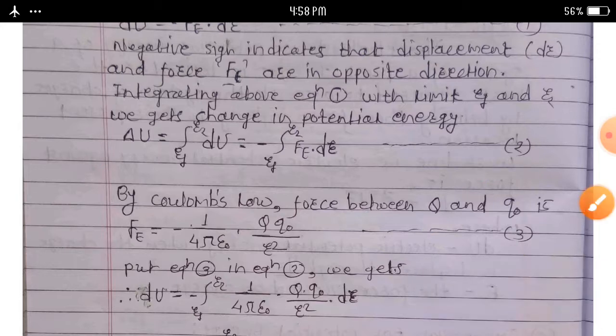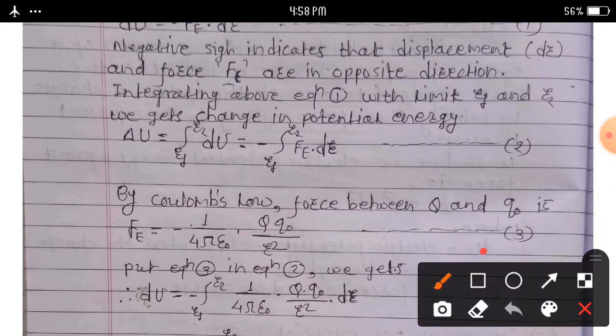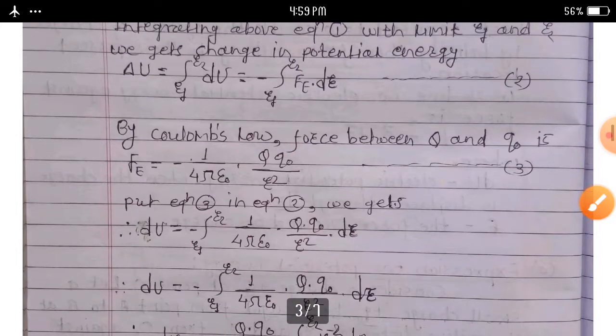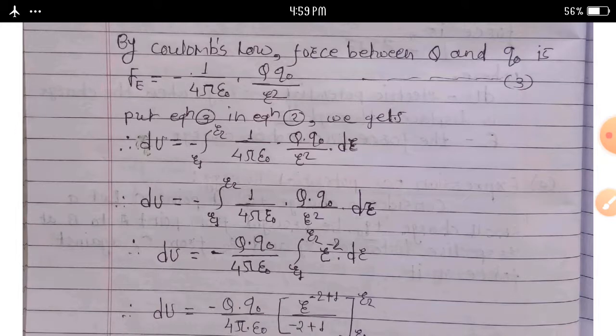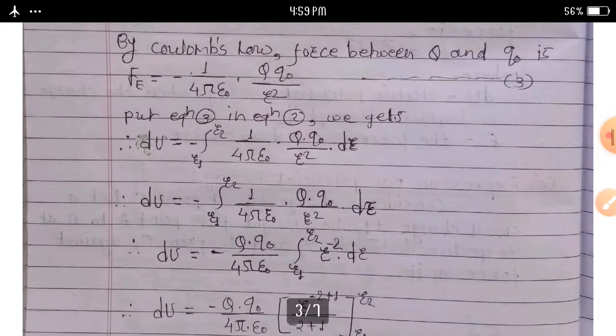Then put equation third in equation second, we can write dU is equal to minus integration from r1 to r2 of 1 upon 4 pi epsilon naught into q q0 upon r square into dr. Then we can write, integrating from r1 to r2, dU is equal to minus integration from r1 to r2 of 1 upon 4 pi epsilon naught into q into q0 upon r square into dr.